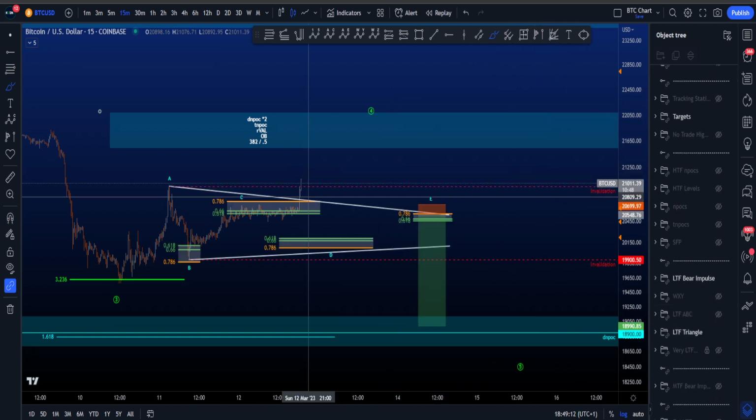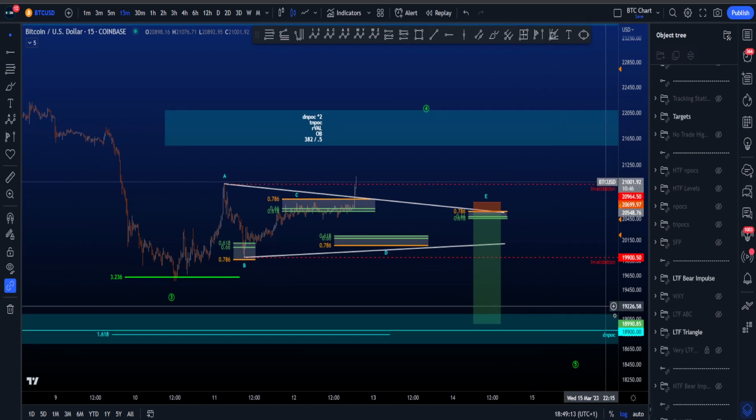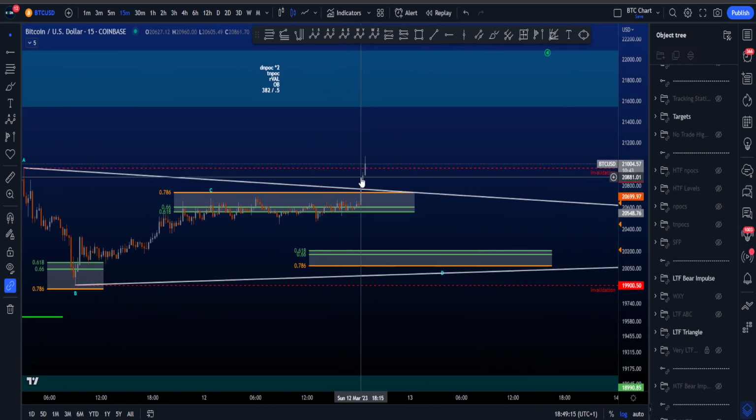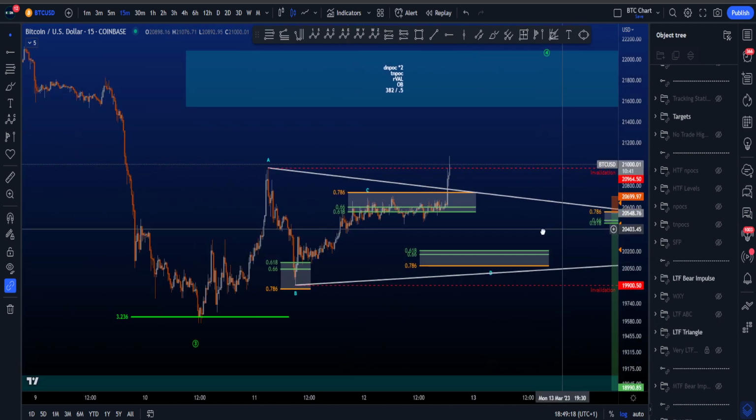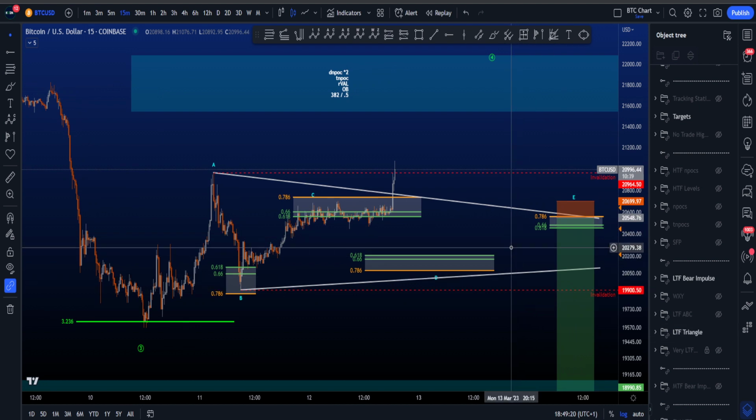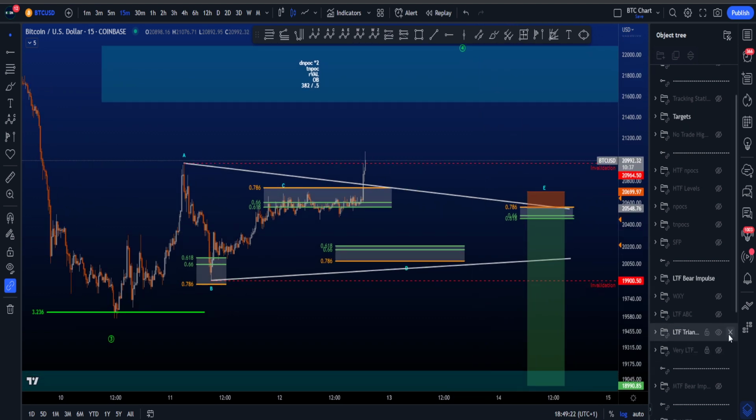Now, earlier today I showed you this scenario, the triangle, which now of course has been invalidated as we went above the red line. So there's not much to say, we can just remove this idea.